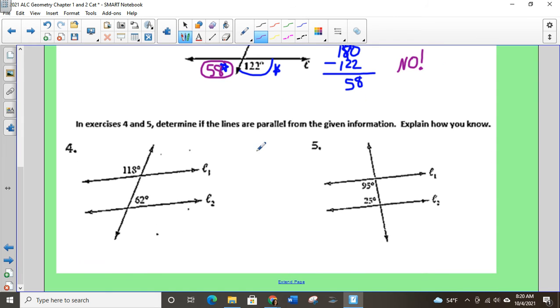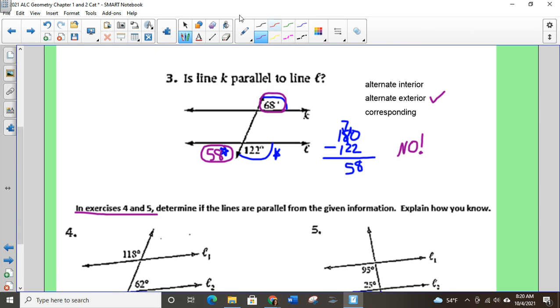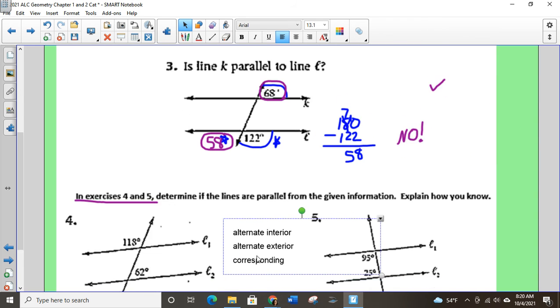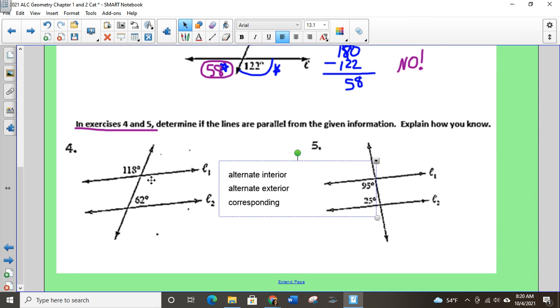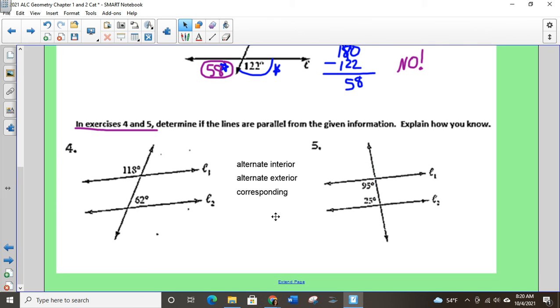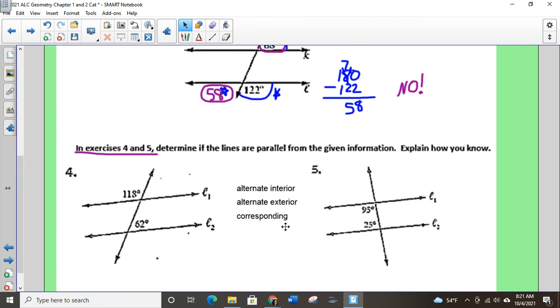And then the last few ones ask you some questions about it. Determine if the lines are parallel and explain how you know. So go ahead and figure that out. Just remember, when I'm asking you to explain how you know, run it through this question: are they alternate interior? Are they alternate exterior? Are they corresponding? Do they do what they're supposed to do? And you may have to do a little bit of angle chasing to get there.